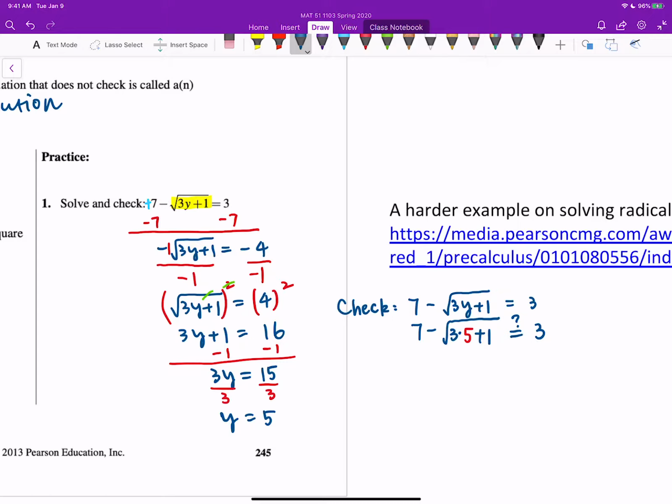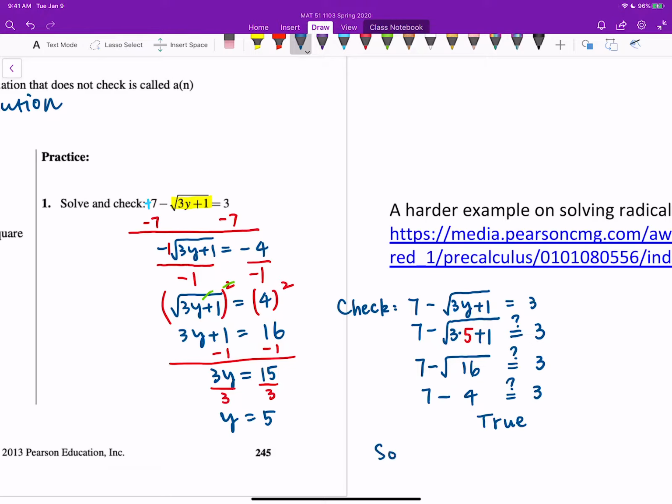Let's follow the order of operation and evaluate each side. On the left-hand side, underneath the radical part, we have 3 times 5, that is 15. 15 plus 1, that is 16. Further simplify, radical 16 is 4. So you're checking is 7 minus 4 equal to 3, which is true.